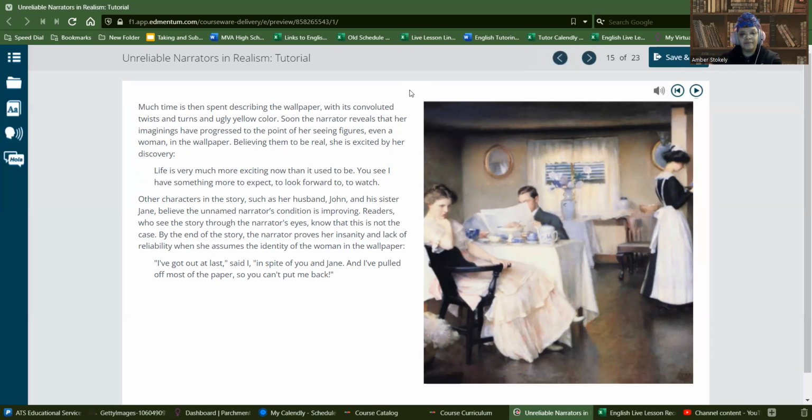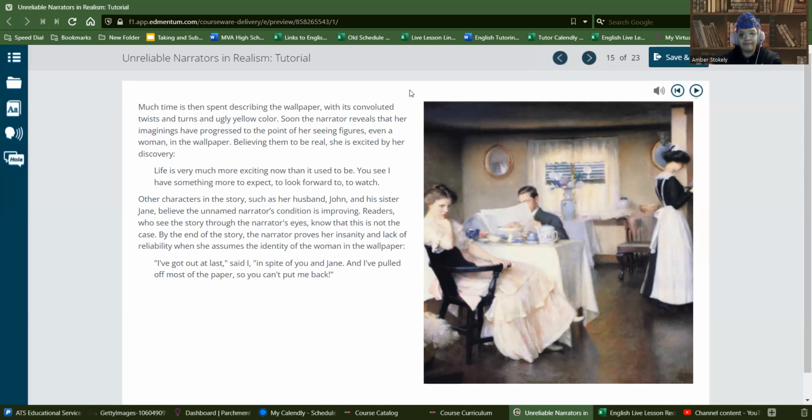The sad thing, and that creates dramatic irony in this story, which we talked about earlier, is that the other characters in the story, like John and the main character's sister, Jane, think that her condition is improving. But because you get the story from the narrator, the woman's point of view, you know that she's actually just getting worse over time. So you have knowledge about what's actually happening that the other characters don't have. And that's what dramatic irony is. You know that she's getting worse.